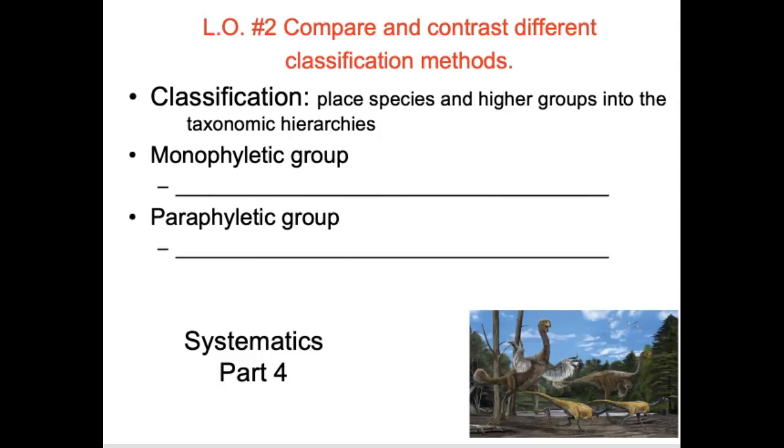Okay, so let's keep talking about classification. Remember in the previous lectures, we were discussing how we identify life, how we organize life, the different systems, and the methods and lines of evidence used to help organize life into these different groups. Well, classification is placing those species and higher groups into the taxonomic hierarchies. As I mentioned before: domain, kingdom, phylum, etc. We'll revisit that a little bit later.